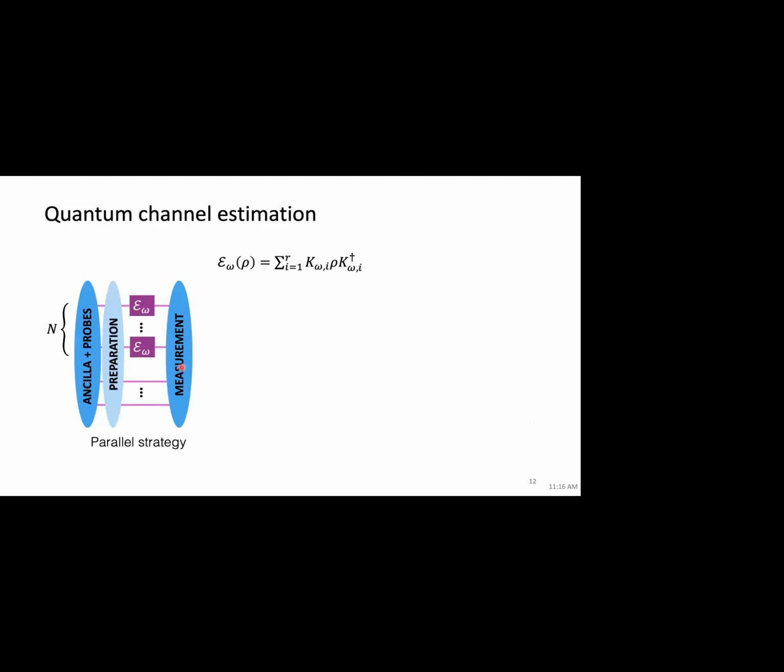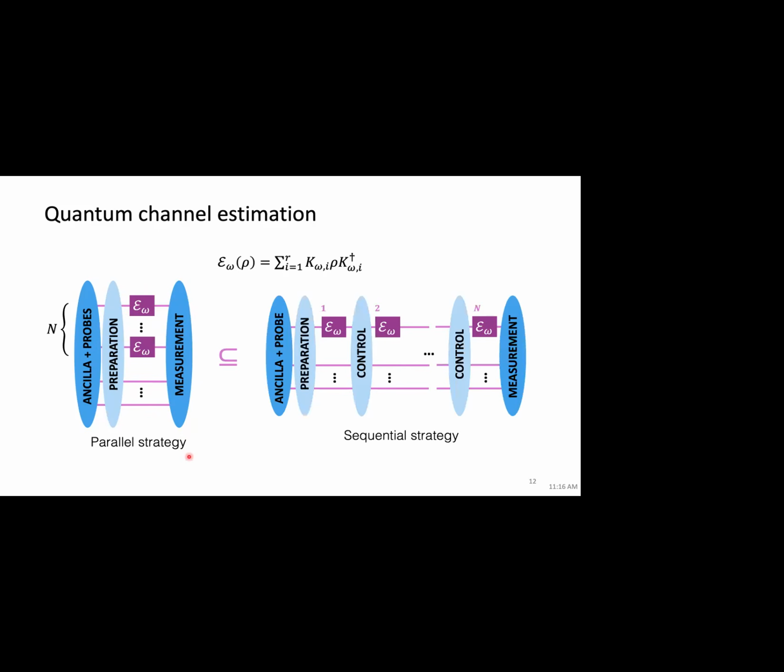The first one is called the parallel strategy. We assume we can prepare an initial state entangled over n different probes and also a bunch of ancillas. Then the channel acts on each of the probes in parallel. Then we can do a final measurement, which could also be an entangled measurement over this whole state. And then we ask what is the quantum Fisher information of this final state. So that's the parallel strategy.